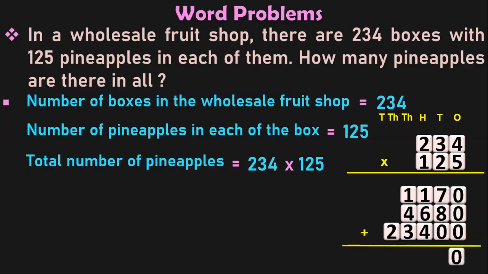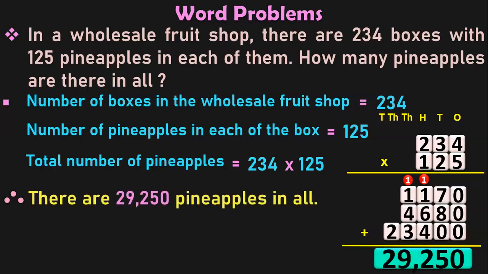So, in the ones place, we'll get a 0. 7 plus 8 is 15. 5 carry over 1. 1 plus 1 is 2. 2 plus 6 is 8. 8 plus 4 is 12. 2 carry over 1. 1 plus 1 is 2. 2 plus 4 is 6. 6 plus 3 is 9. And in the 10,000s place, it is 2. So the answer is 29,250. Take and write down the answer. Therefore, there are 29,250 pineapples in all.